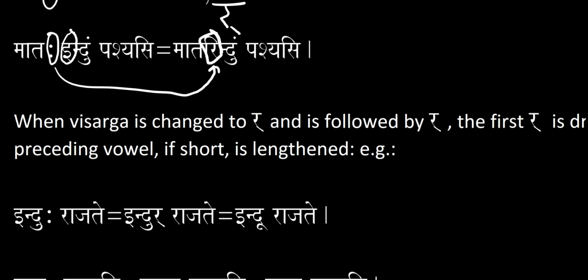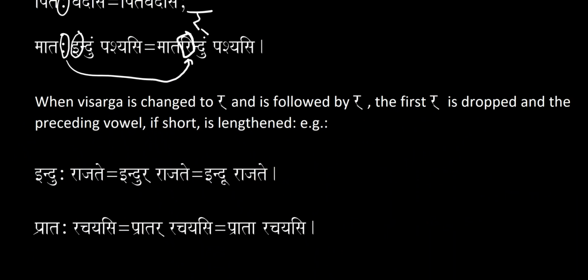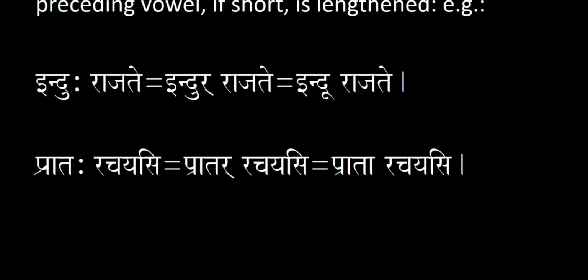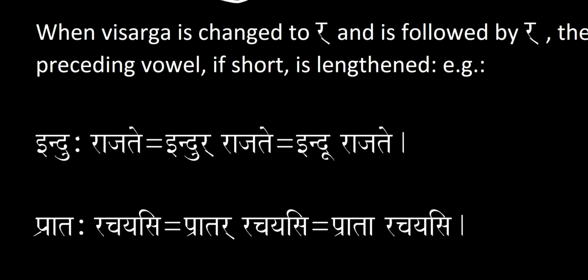Now when the visarg is changed to ra, and it's followed by ra, the first ra is dropped, and the preceding vowel, if it's short, is lengthened. So, for example, you have induhu rajate. This visarg was originally indur, then it became induhu.